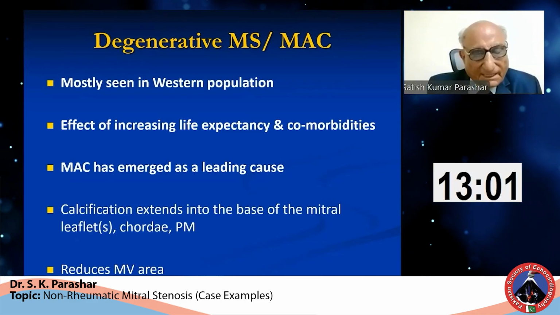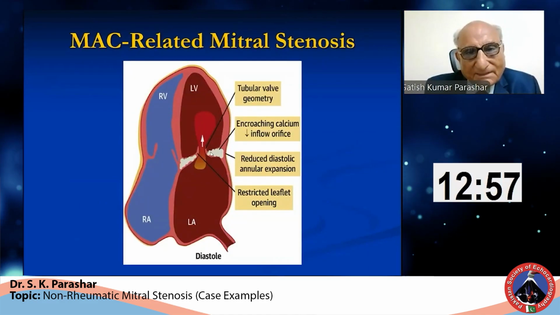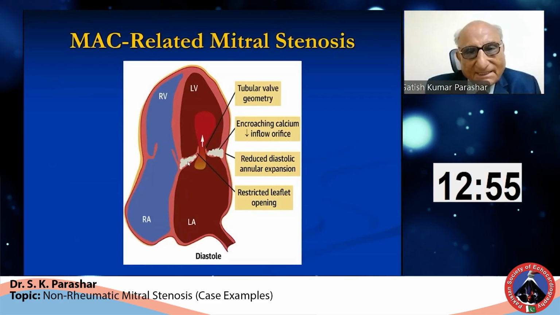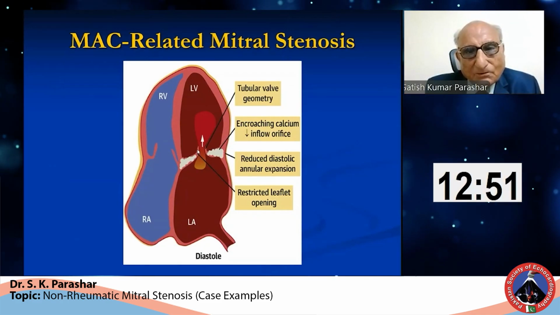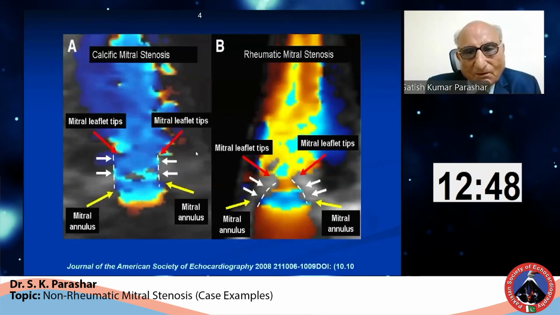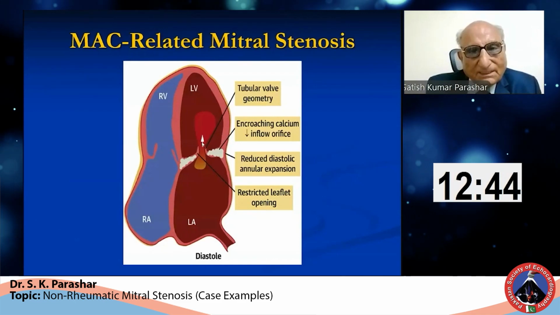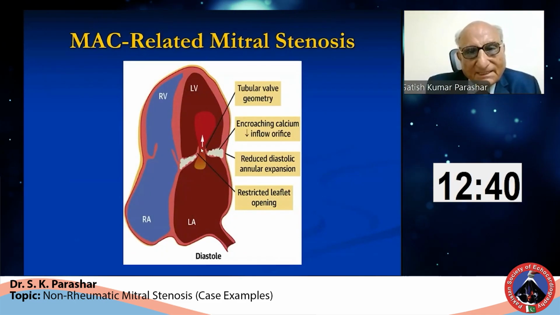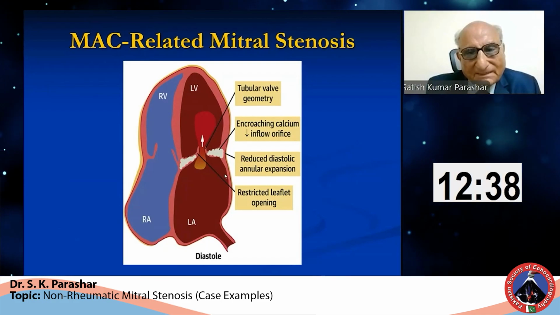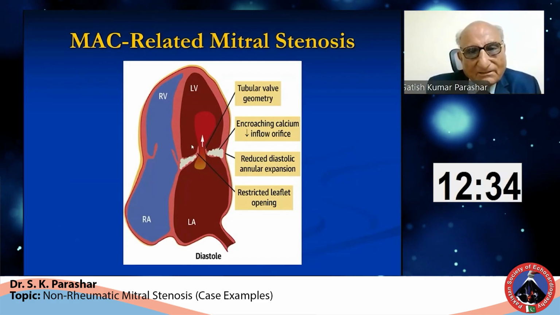The basis of this is that this is the annulus to which the leaflets are attached. There is a calcification of the annulus, and this calcification encroaches on the inflow and on the leaflet also. So the tip of the leaflets are free, but it is encroaching on the leaflet, thereby narrowing the mitral orifice area and reducing the diastolic annular expansion.